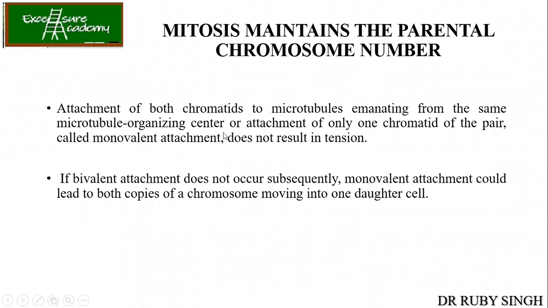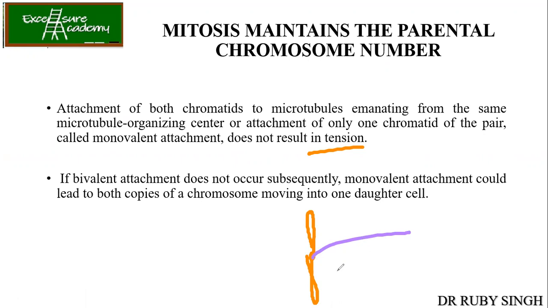Now, attachment of both chromatids to microtubules emanating from the same microtubule organizing center, or attachment of only one chromatid of the pair, called monovalent, does not result in tension. What does this mean? See, already you have a chromosome over here. Now, suppose spindle fibers are coming and attaching over here. This is not going to bring the tension. What kind of tension is needed? The separation of these chromatids in the opposite direction is needed.